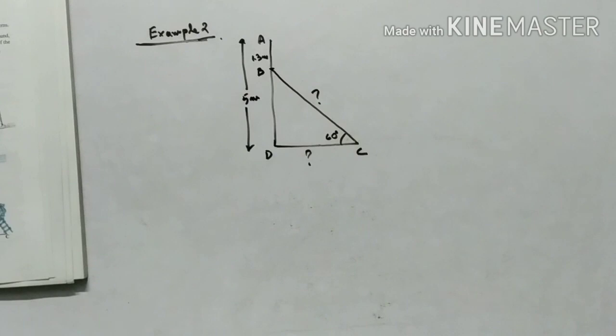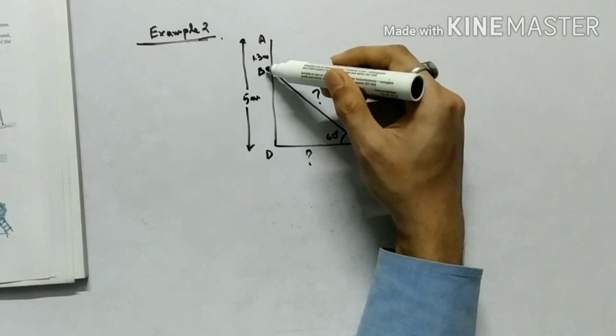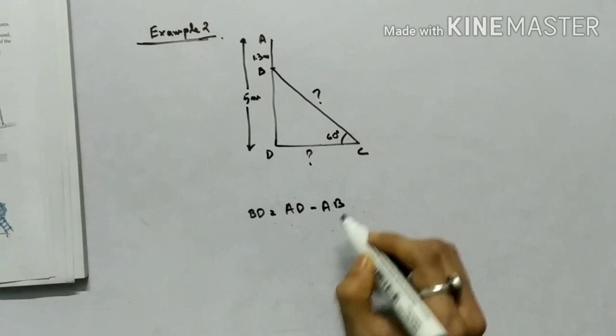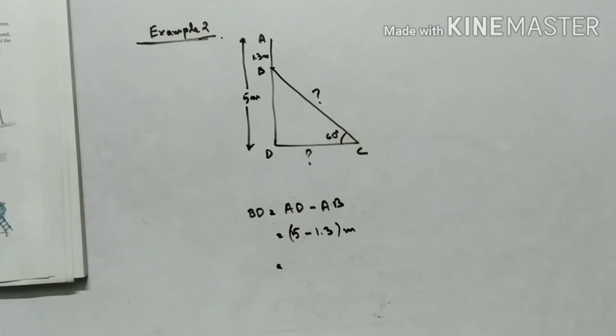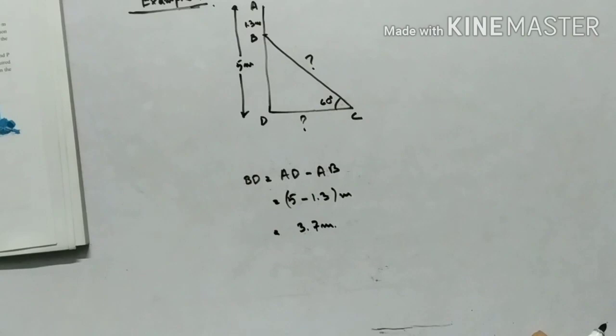So first of all, I will find the value of BD. This perpendicular, I will have to find BD value. BD is equal to AD minus AB, which is equal to 5 minus 1.3 meter. So 5 minus 1.3 will give me 3.7 meter. BD value is 3.7 meter.